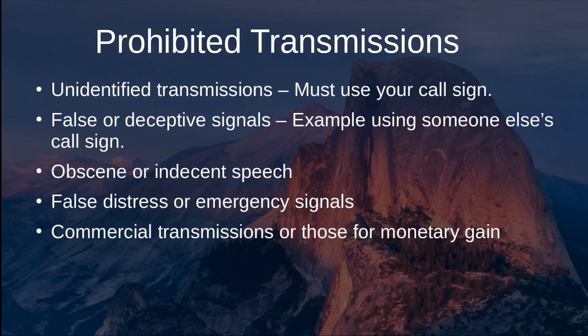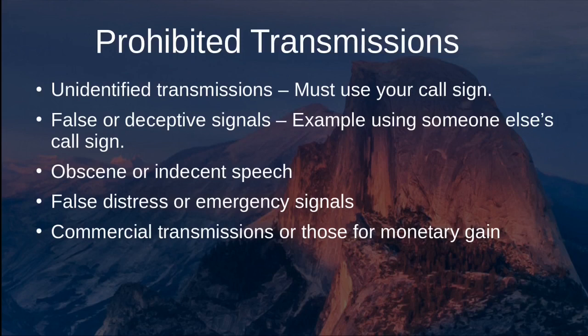Prohibited transmissions. Unidentified transmissions are definitely prohibited, as we covered in previous slides. You must use your call sign. You can't just get on the radio and talk for 15 or 20 minutes without identifying yourself. It's against FCC regulations. Other types of prohibited transmissions include false or deceptive signals. Example, using somebody else's call sign. Getting on the radio and utilizing another person's call sign deceptively is prohibited and against regulations.